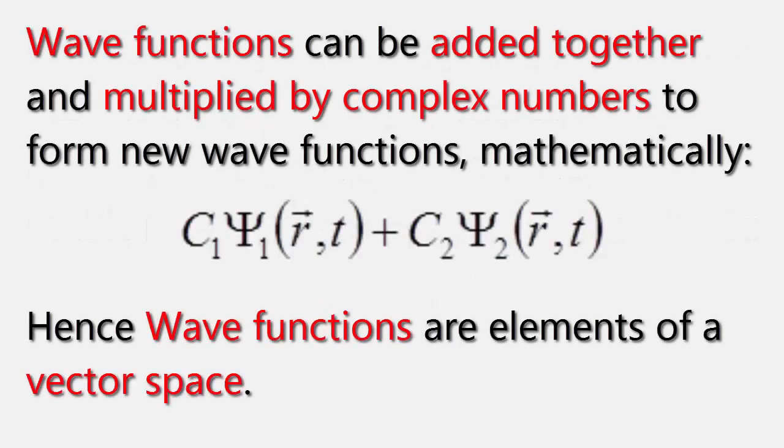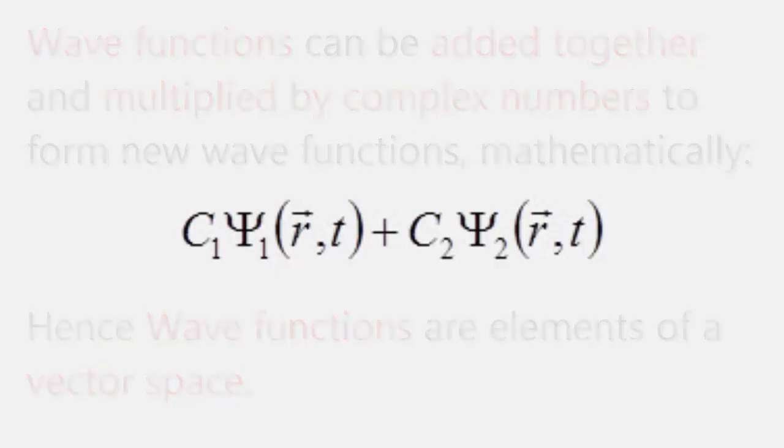Wave functions can be added together and multiplied by complex numbers to form new wave functions, mathematically c1 ψ1(r, t) + c2 ψ2(r, t). Hence, wave functions are elements of a vector space.